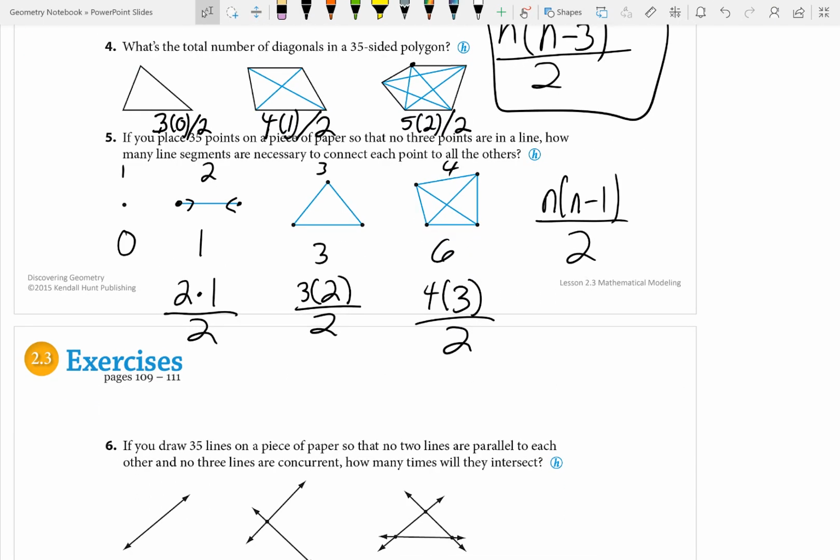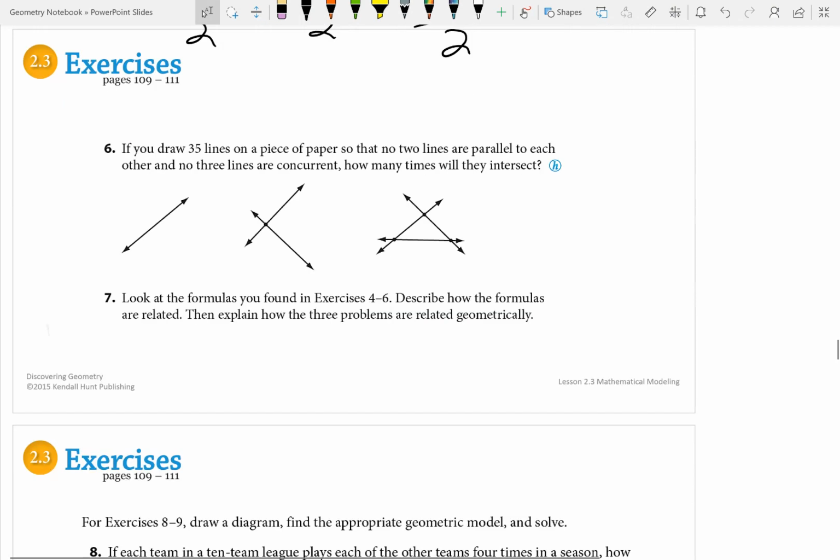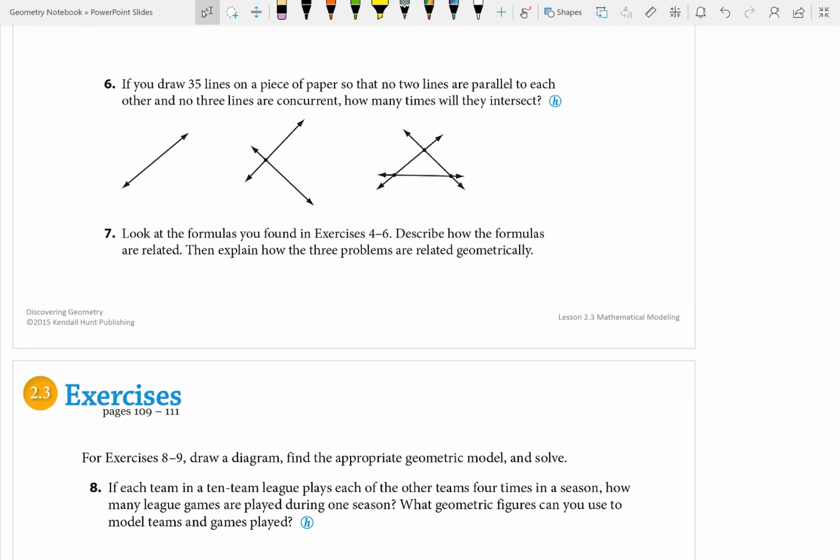Whereas here, 2 to 1, 3 to 2, 4 to 3, a difference of 1. So that's number 5. Number 6. If you draw 35 lines on a piece of paper so that no 2 lines are parallel to each other and no 3 lines are concurrent, how many times will they intersect, right?